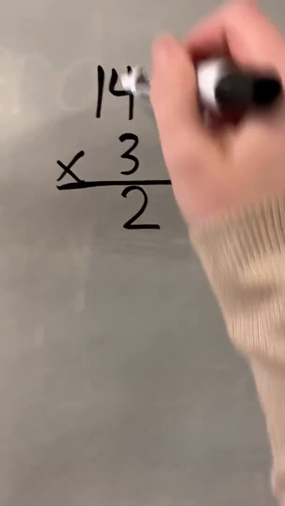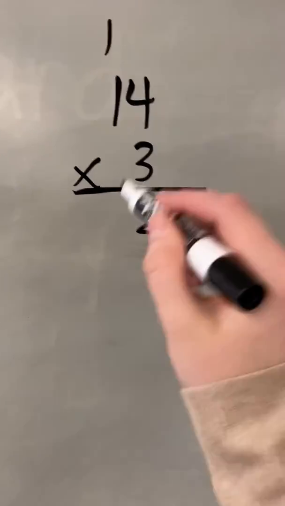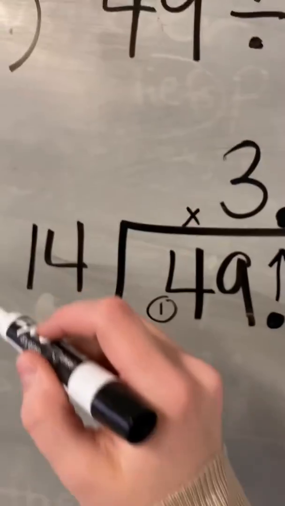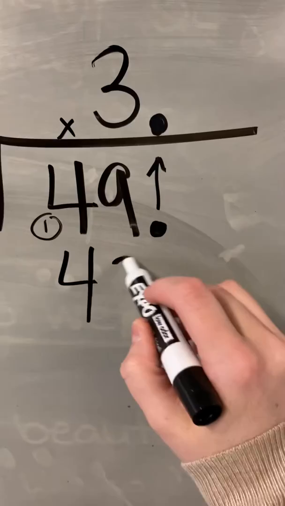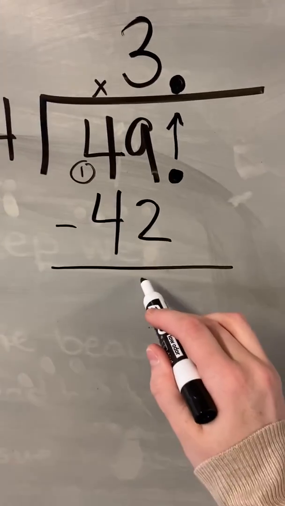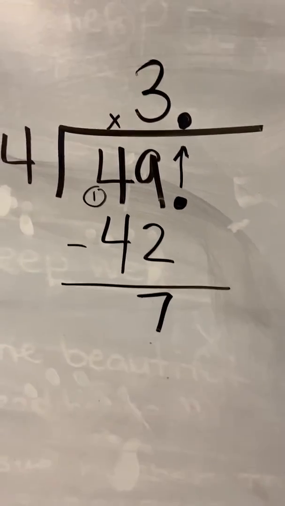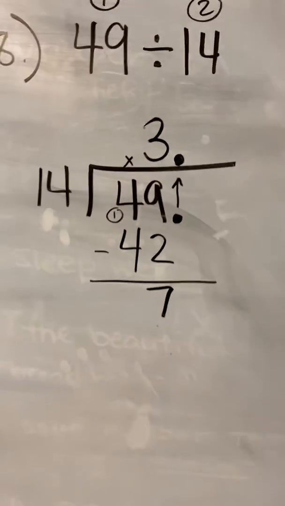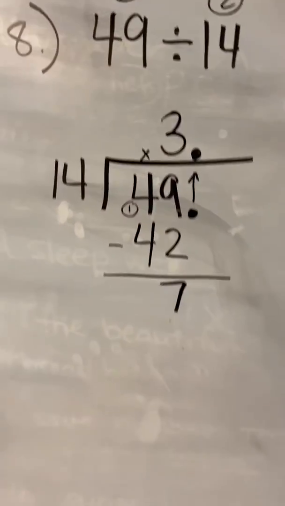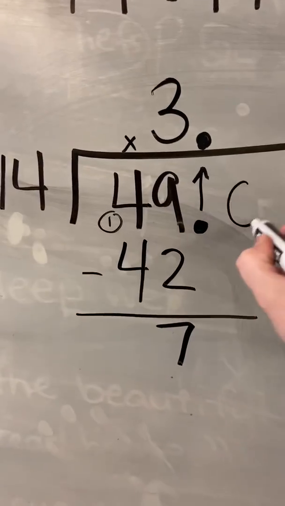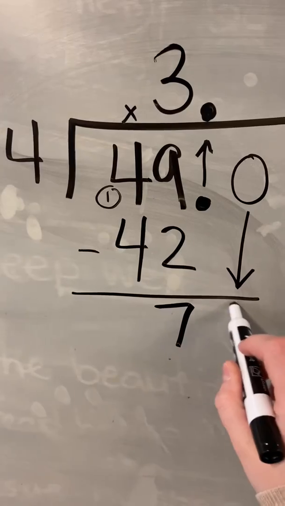4 times 3 is 12. Bring the 1, 3, plus 1 is 4. 42, yes, fits into 49. So I'm going to put my 3 above the 9. 3 times 14 is 42, like I have right there. Okay, when I subtract, I have 7 left. Now this is a reminder. You can't just bring the 7 up and put it in your answer. You can't just say remainder 7 with a decimal. So what do you do? Add that 0 in the dividend after the decimal and bring it down.